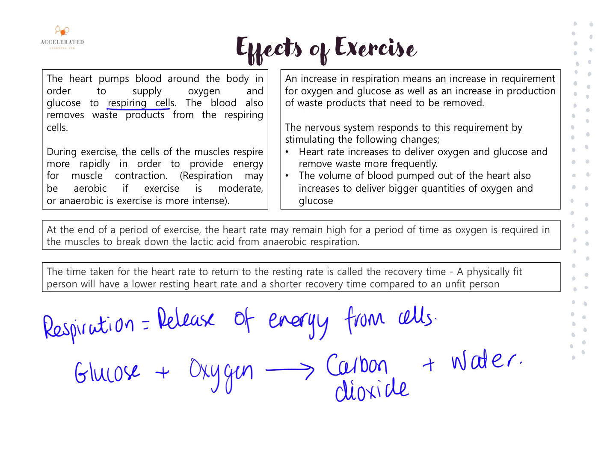Now, your blood is going to carry both of these. So the blood carries this. Okay? Every cell in our body is going to respire. Every single one, okay? So during your exercise, the cells of the muscles respire more rapidly in order to provide more energy for muscles, okay? So respiration may be aerobic if exercise is moderate, or anaerobic if it's more intense.